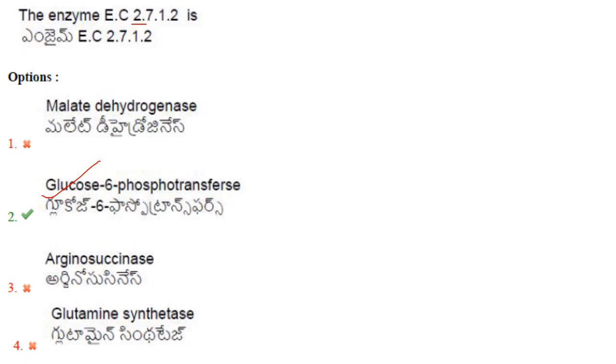So here if you see the options, class 2, I already told, is a transferase, and transferase is present only in option 2, glucose 6-phosphotransferase. So the answer here is option 2, that is glucose 6-phosphotransferase. You have to remember the various classes of the enzyme and their numbers.